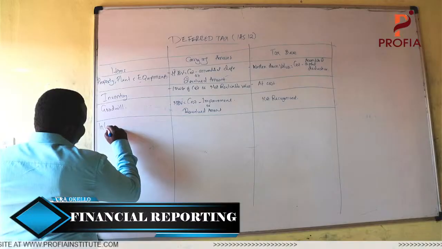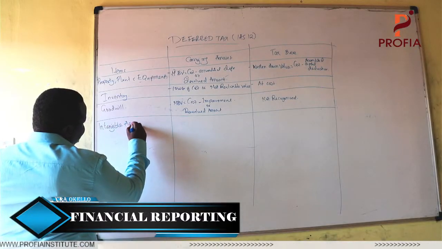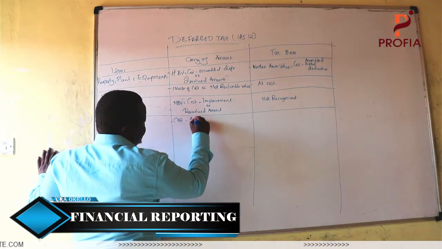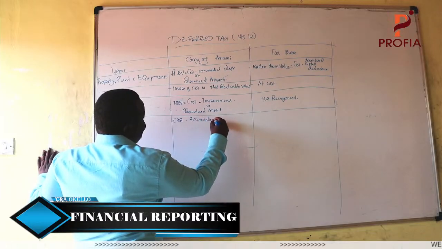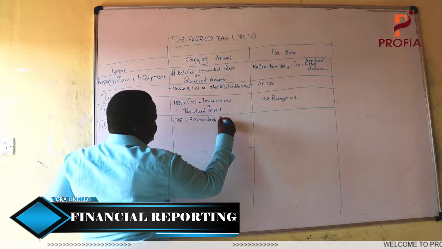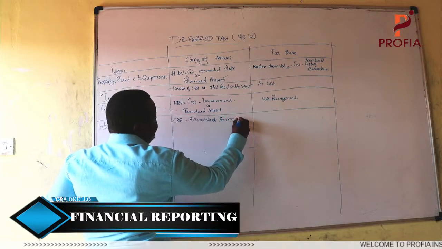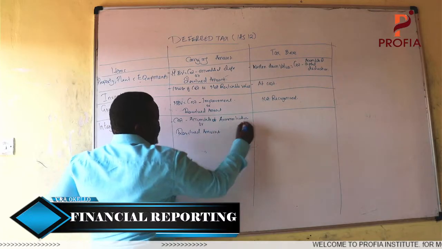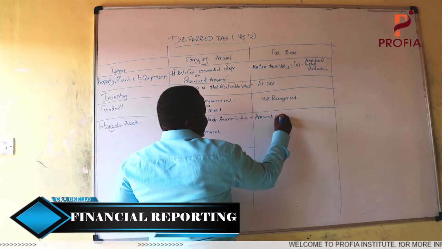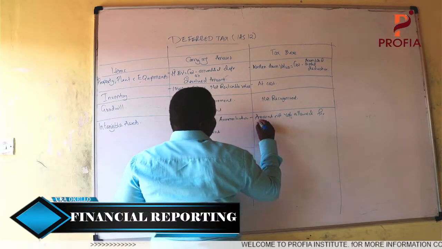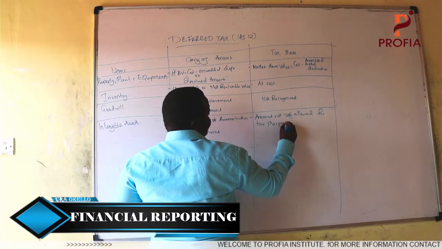Intangible assets. Tangible assets. So the cost minus accumulated amortization, or depreciation, or revalued amount. That side will be amount not yet allowed for tax purposes.